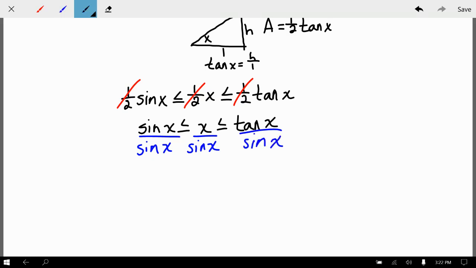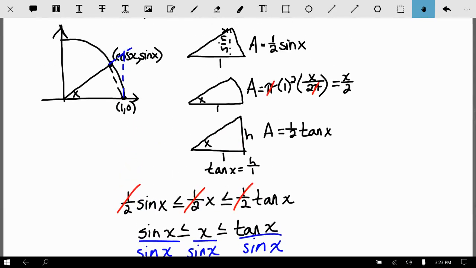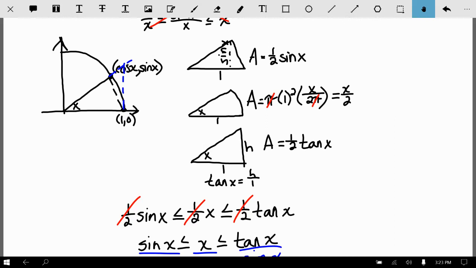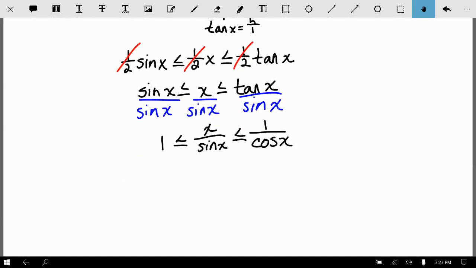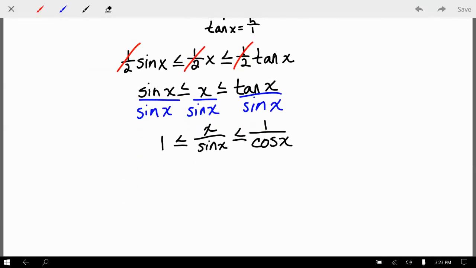So when I do that, this becomes 1 is less than or equal to x over sine x. And then that's less than or equal to, well, this is sine over cosine divided by sine. That gives me 1 over cosine x. You might be wondering what would happen if the sine of x were positive or were negative. Wouldn't that switch the inequality? First of all, it wouldn't really make a difference. But the second thing is we're working in the first quadrant here. So in the end, for this part, I can assume that this is going to be positive.